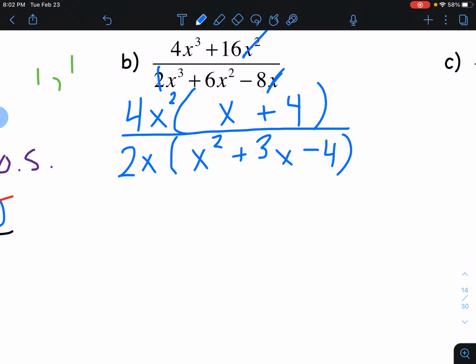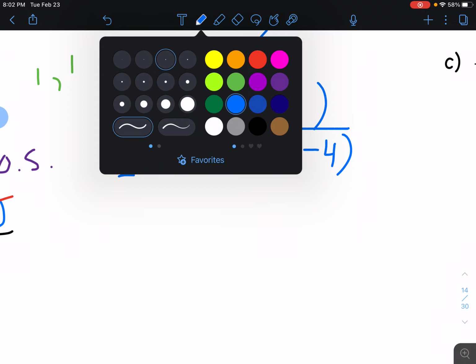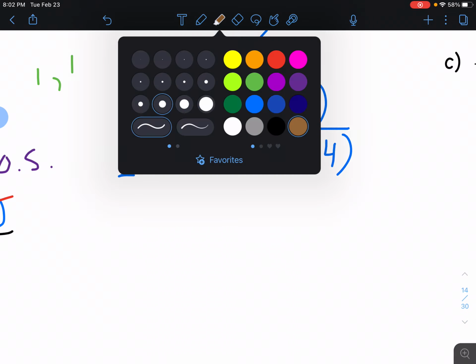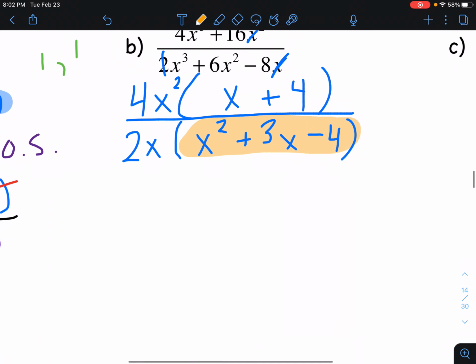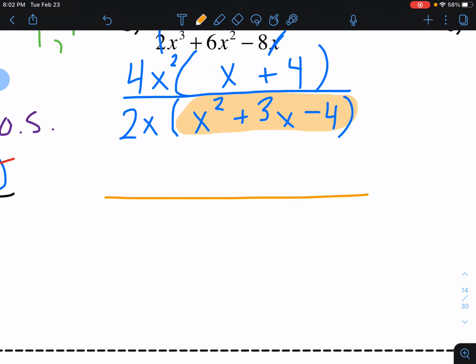Now, let me switch colors. This trinomial can be factored further, so let's do that next. Let's bring the other stuff down.